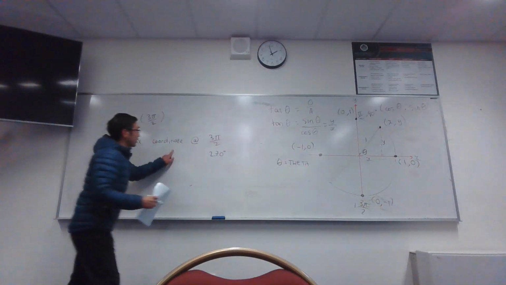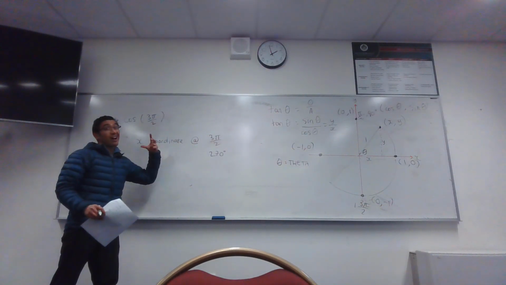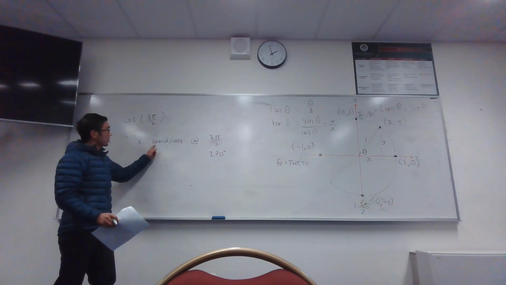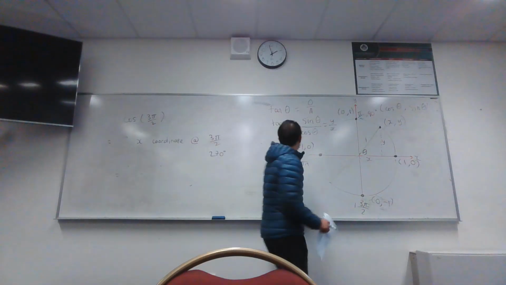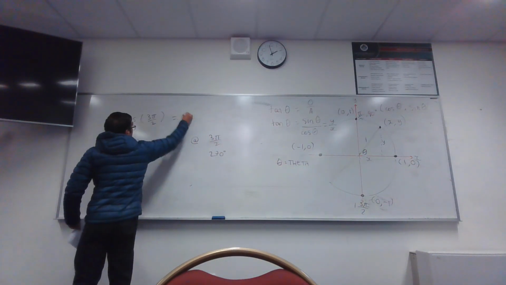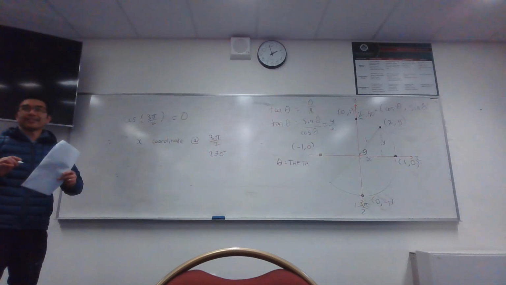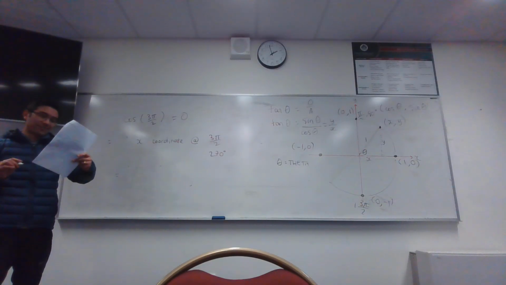Therefore, think about it. We are asking the x coordinate at 270. What's the x coordinate at 270? 0. Good. That's 0. That's it. Yeah, that's it. Why is it so funny?